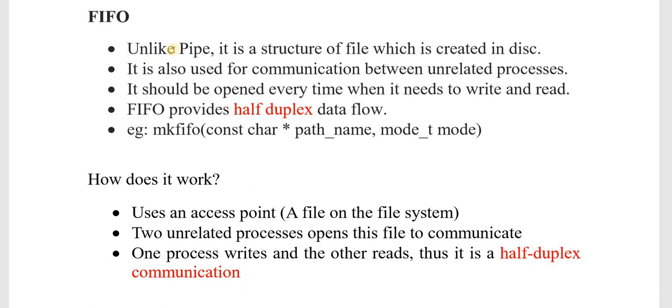Now FIFO. Unlike a pipe, it is a file structure which is created on the disk. It is used for communication between unrelated processes. It should be opened every time it needs to be read or written. FIFO provides half duplex data flow, and this is the syntax to create a named pipe.